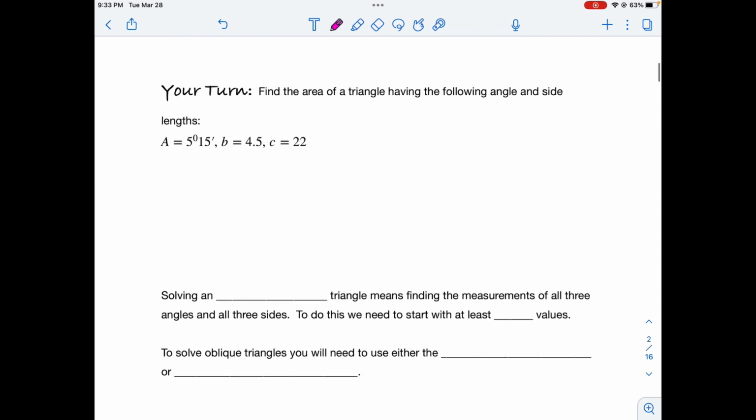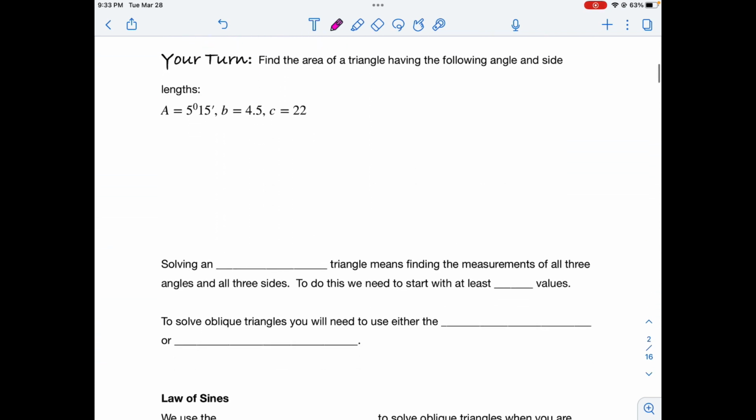If it's not on the unit circle, you can use a calculator to find the angle measurement, like you will do in this your turn problem. Find the area of this triangle.